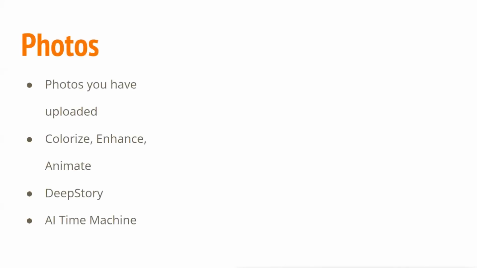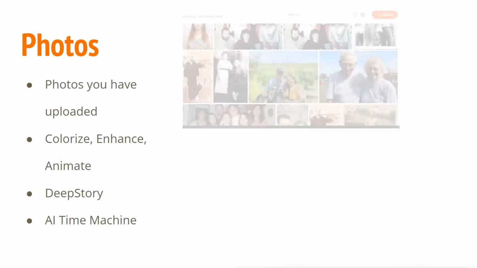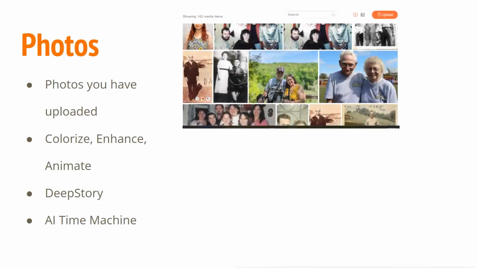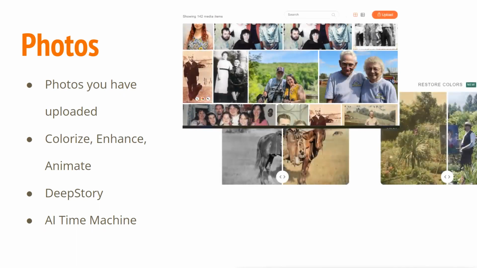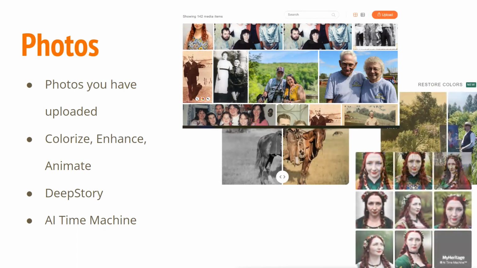So photos. Photos that you have uploaded, as well as anything that you have colorized, enhanced, animated, if you want to do that scary thing, as well as what's called Deep Story. So Deep Story is MyHeritage taking all the information about a relative. It has to be a deceased relative as well. And any of the photos that you have uploaded and tag them in it. And then it creates a video of that person's life.